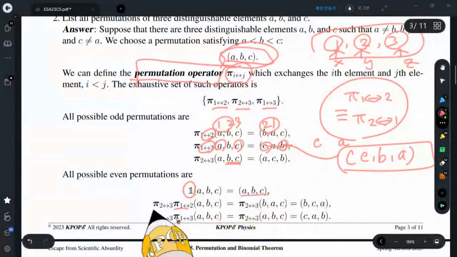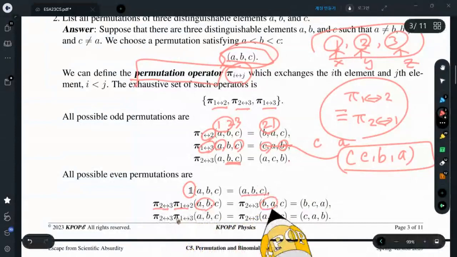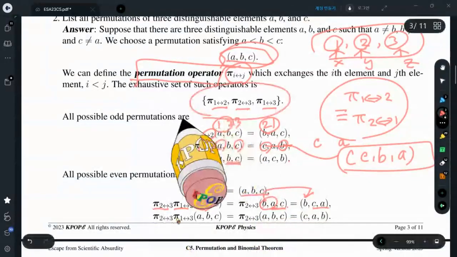A series of permutations, first, second. So we have exchanged these 2 elements, and then 2, 3. Then A, C. So keep this B the same and A, C, C, A. So in this manner, we can apply these 3 permutations repeatedly.